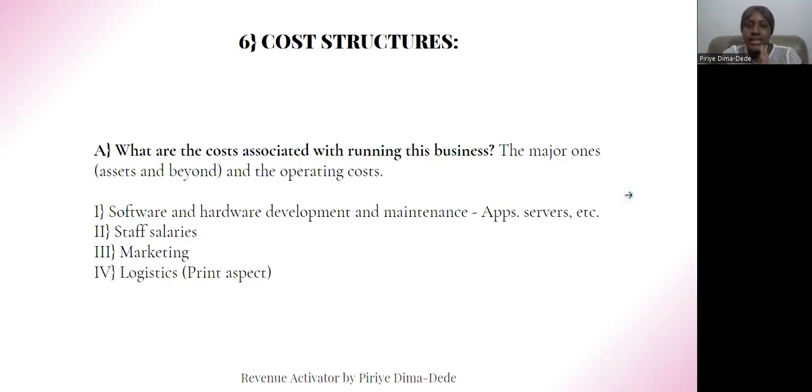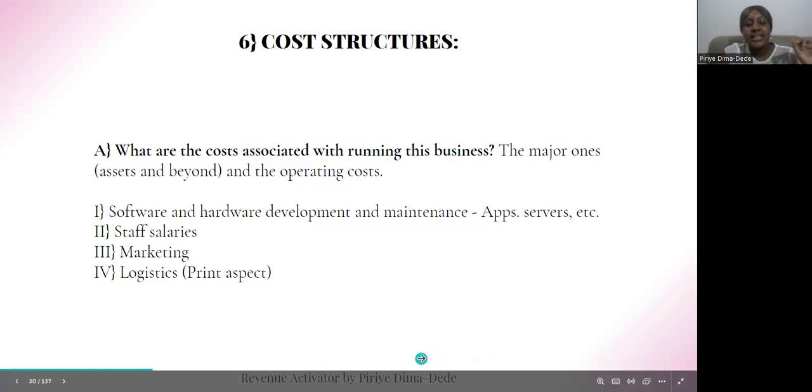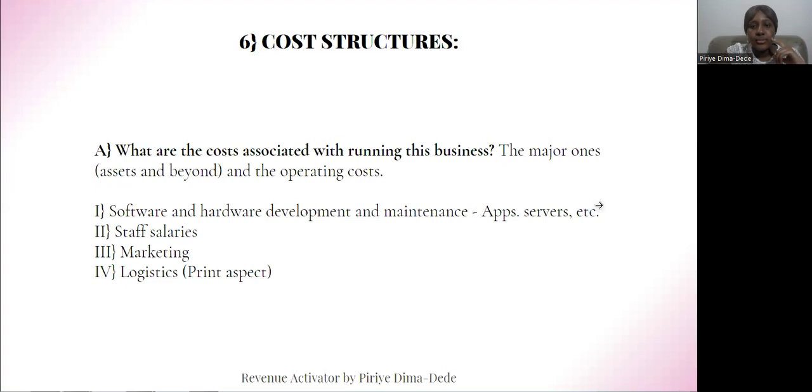Now, number 6 is their cost structures. What are the costs associated with running Canva as a business? We have the software and hardware development and maintenance. This is their apps, their servers, storage, their library, and so on. We have staff salaries. We have marketing, and we have logistics, especially when it comes to the aspect of printing and delivering the products that people have paid for through Canva Print.